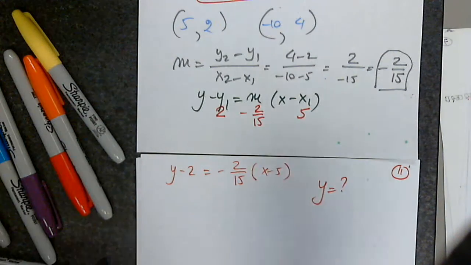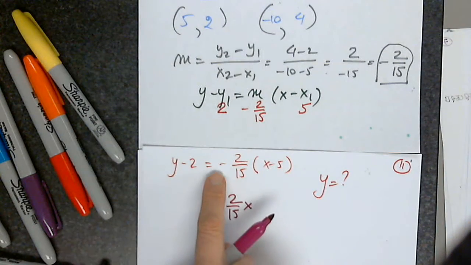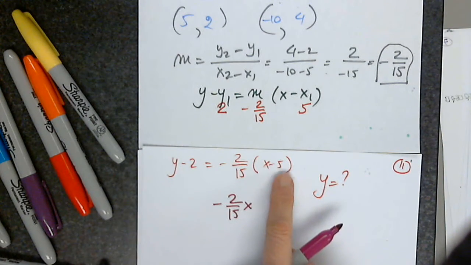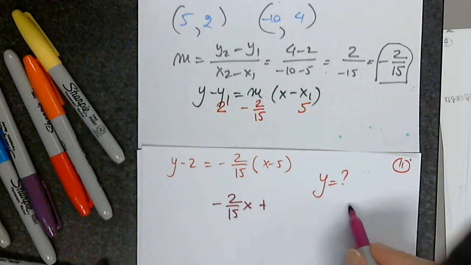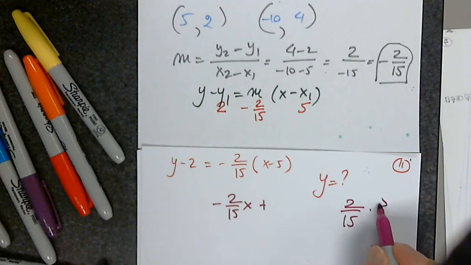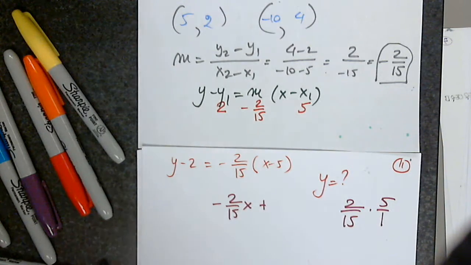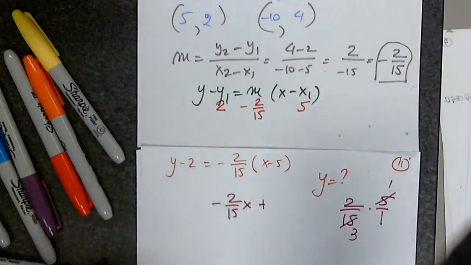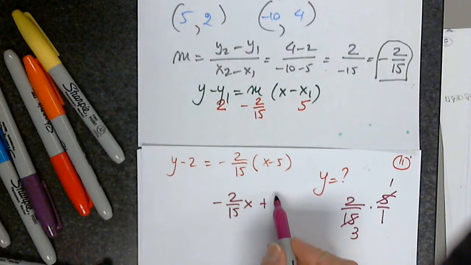Of course. So I'm distributing negative 2 over 15 to x. Then I'm distributing negative 2 over 15 to negative 5. What sign do I get? Good. On the side now, 2 over 15 times 5 over 1. I always simplify first before I multiply. So let's simplify by 5. And the simplified form of this fraction is? 2, oh no, 2/3. Very good.